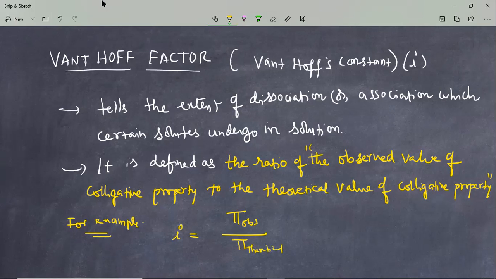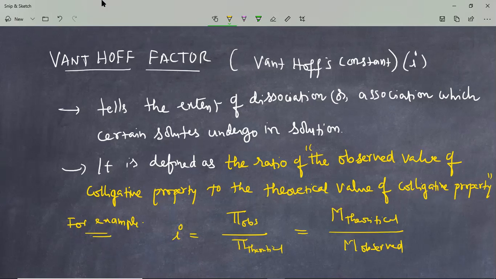And we know that this colligative property is inversely proportional. Inversely proportional means in terms of molar masses it will be opposite. That means molar mass theoretical divided by molar mass observed. So this is the ratio. That ratio we can call as the Van 't Hoff factor.